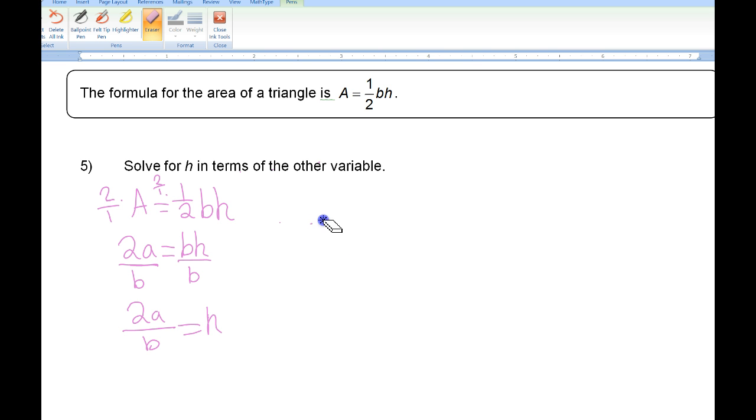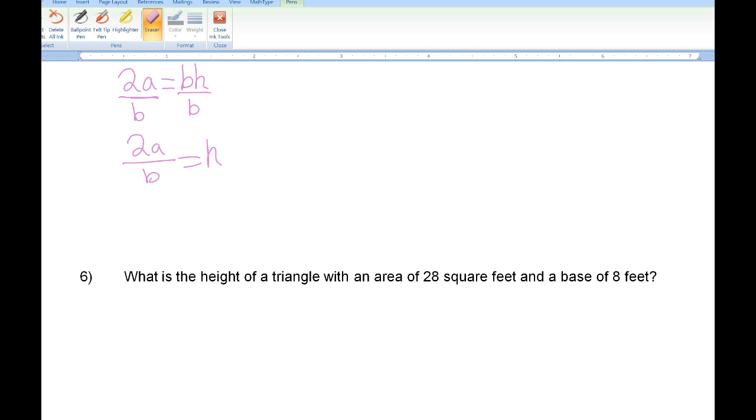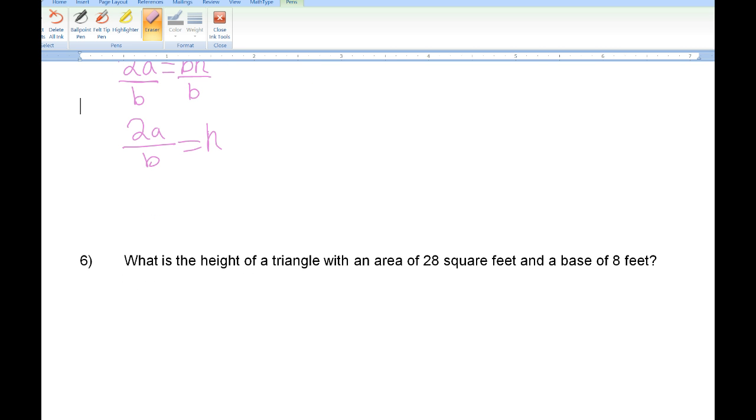All right, the next part, number 6. What is the height of a triangle with an area of 28 square feet and a base of 8? Okay, so here's what you want to do. On your paper, go ahead and write the answer that you got in the previous part. So H equals 2A over B.